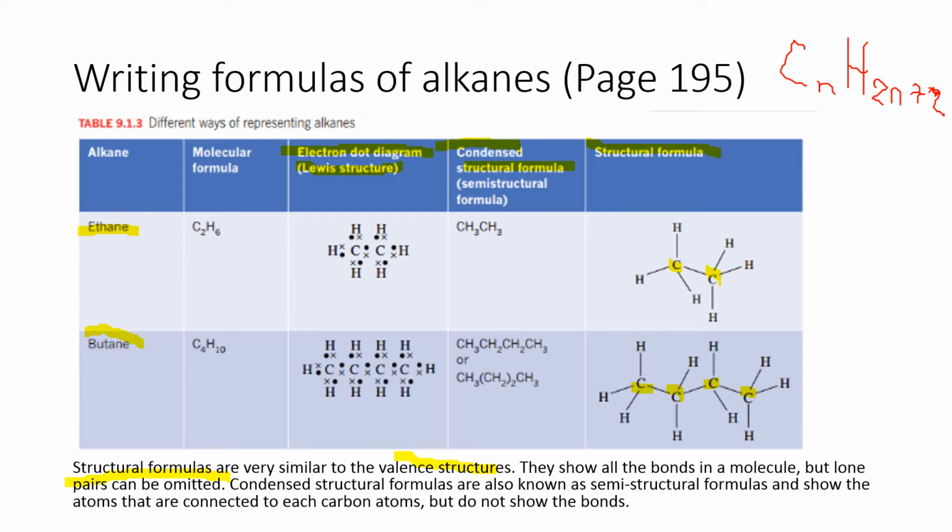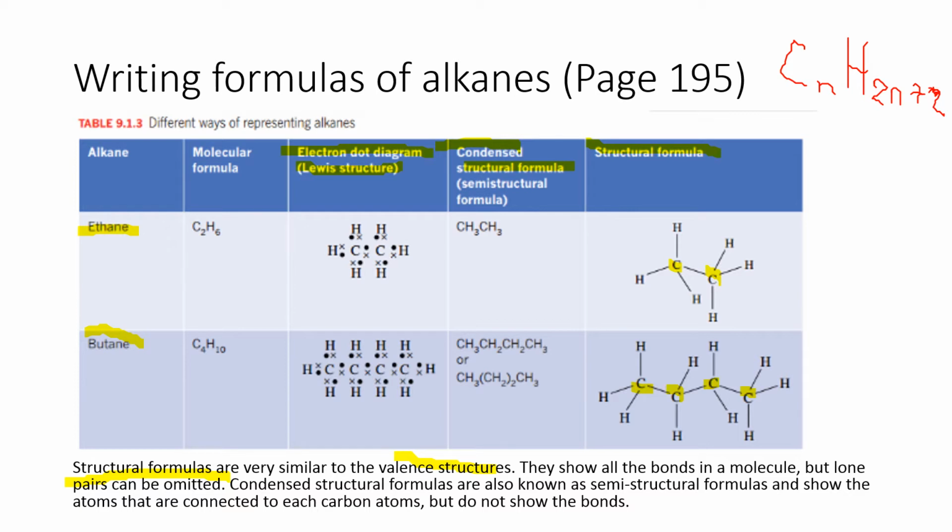The Lewis structure uses dots or crosses, as compared to the structural formula, which uses a line. Structural formulas do not show the valence electrons that are not bonded, which means they do not show the lone pair electrons.